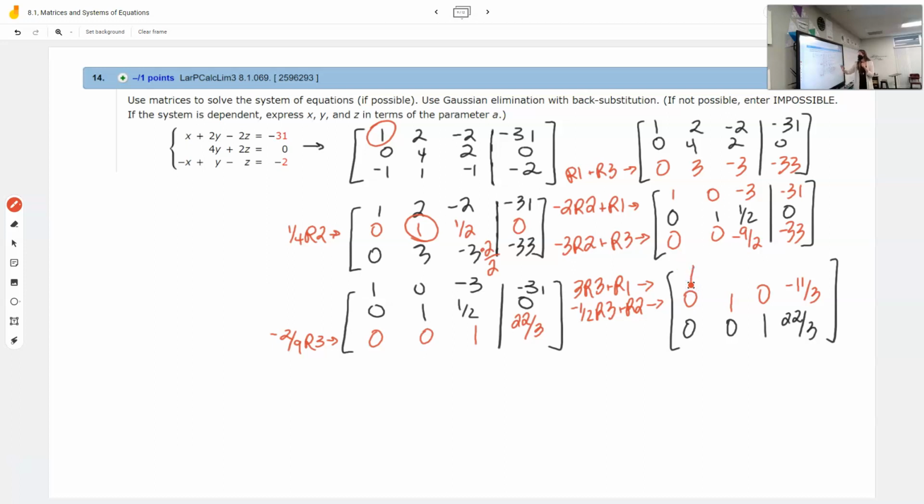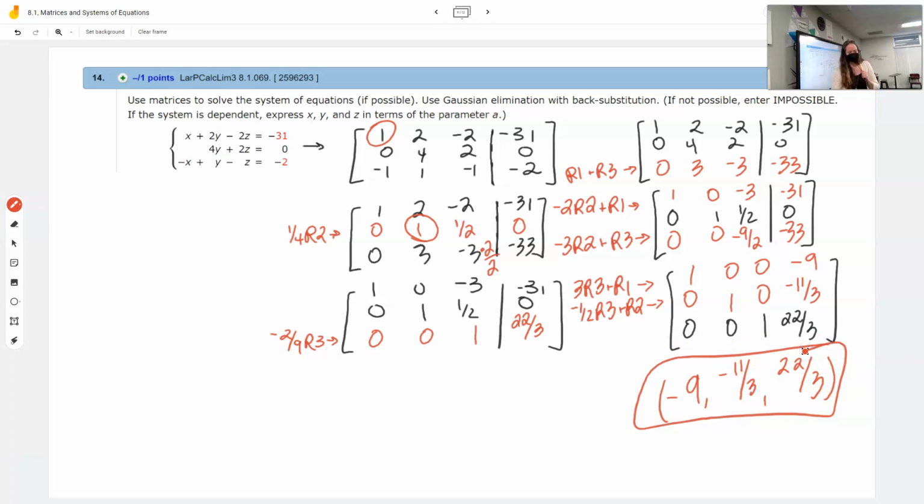As I come up here at the top, 3 times 0 plus 1, that's easy. 3 times 0 plus 0, that's easy. 3 times 1 minus 3, got it. 3 times 22 thirds, the 3's reduce, 22, 22 minus 31 ends up being negative 9? Double checking, 3 times 22 thirds is 22, 22 minus 31, I believe it's negative 9. Let's check it: negative 9, negative 11 thirds, 22 thirds.